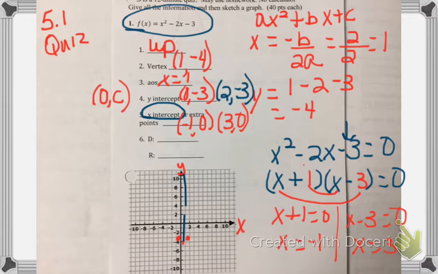Plot these 2 points, draw your graph. Domain is all real numbers. Your range is the bottom of your graph, the bottom point, which is the y value of your vertex. It's negative 4 to infinity.